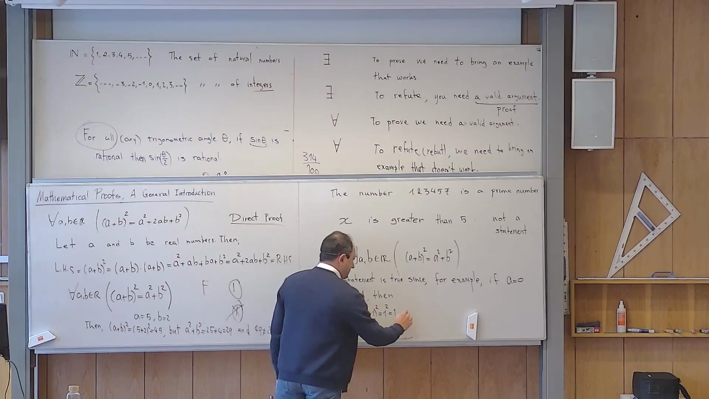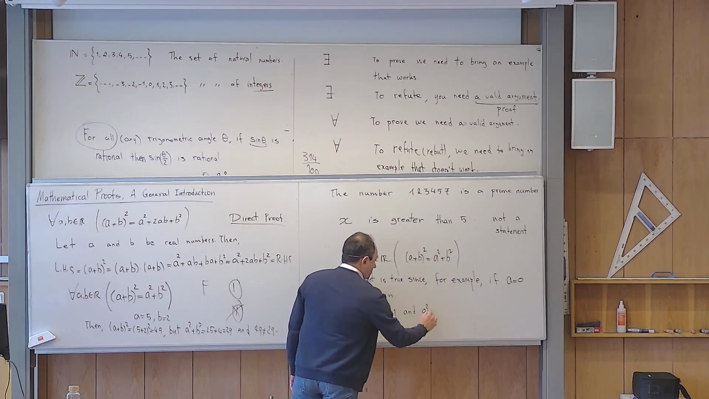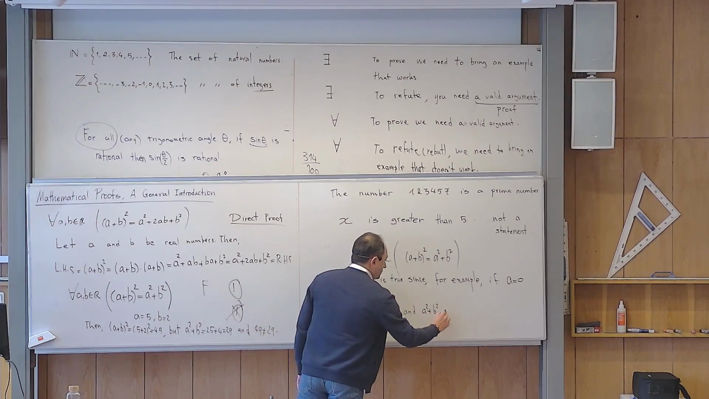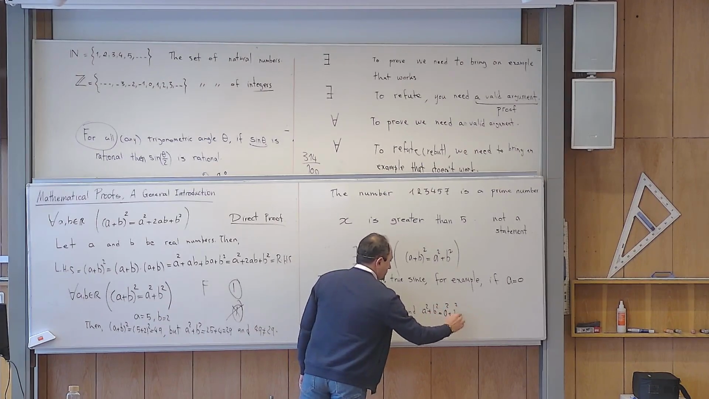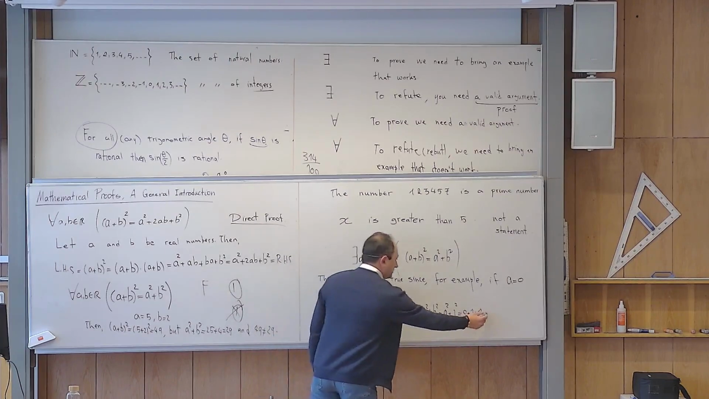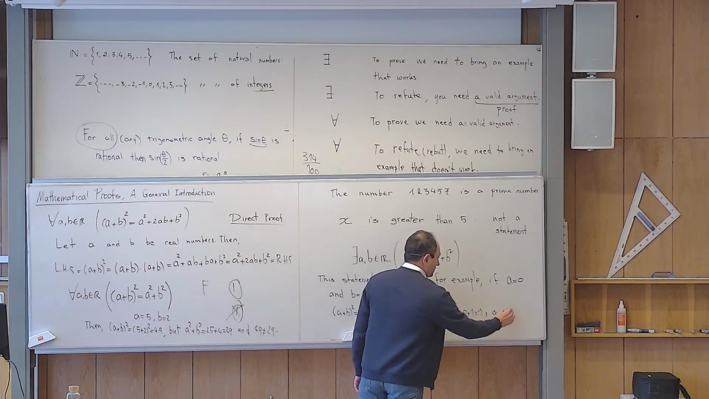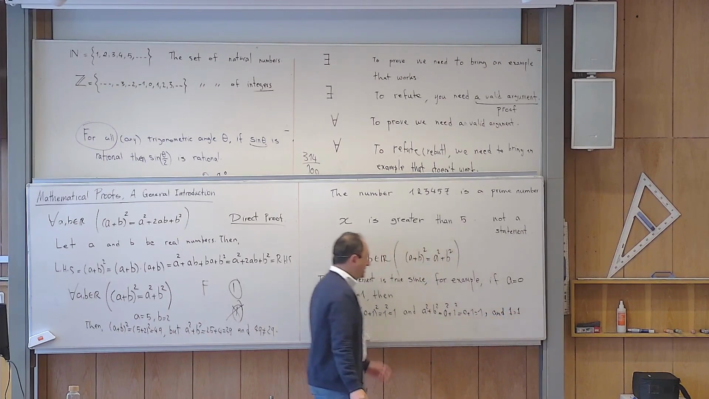And A squared plus B squared is 0 to the power 2 plus 1 to the power 2, which is 0 plus 1, and that is 1. Yes? And 1 is equal to 1. Yes? So this is the way of writing.